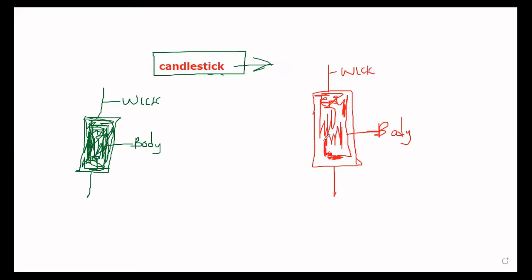So we have a red candle and a green candle. This one is called a wick, and this one is called a body. For a red candle, here is the opening price, and here is the closing price. For the green candle, here is the opening price, then here is the closing price.